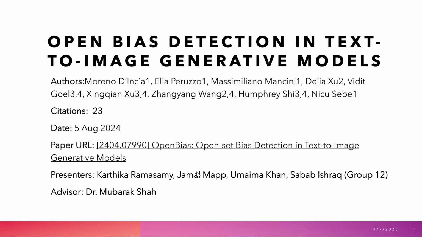Yeah, I'm Kartika Ramasamy. I'm from Group 12, and our group members are Jamal Map, Umayma Khan, and Sabab Ishraq. And today we are going to present about open bias detection in text-to-image generative models. This paper has 23 citations so far, and it was released on August 5th, 2024. And our course advisor is Dr. Mubarak Shah.